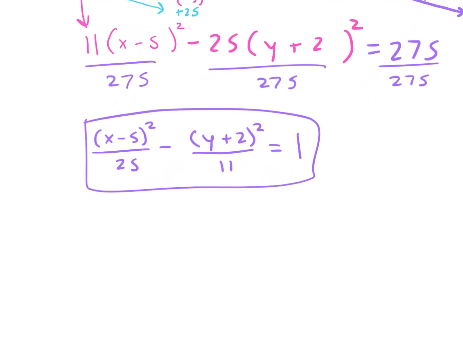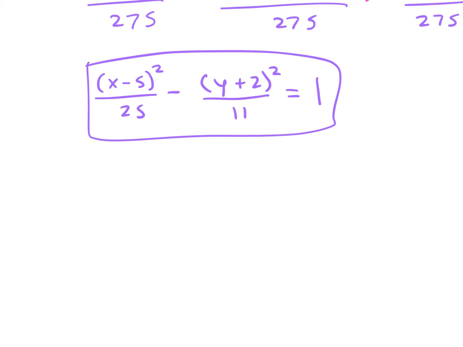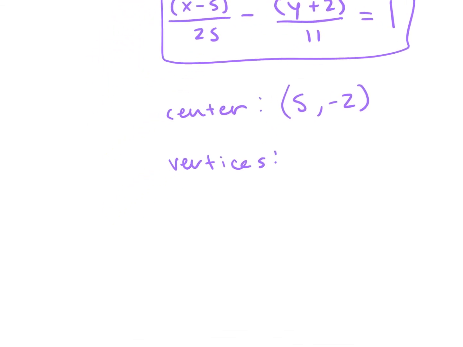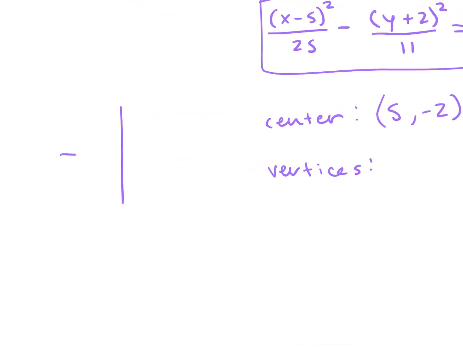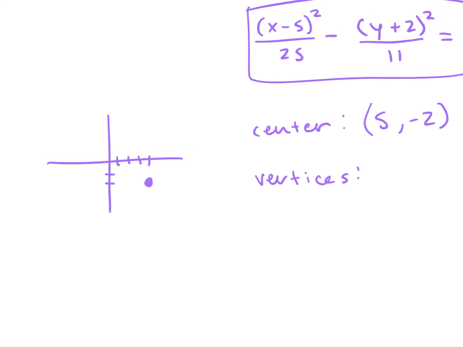Oh, now we can find the center easily. What's our center? 5, negative 2. And now we can find our vertices. I'm going to go to the right 5, down 2. That's my center.